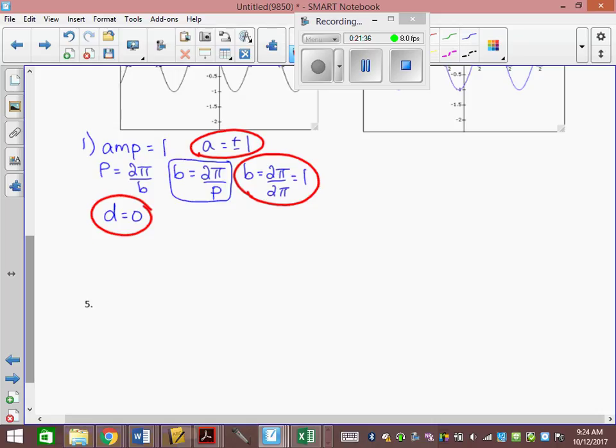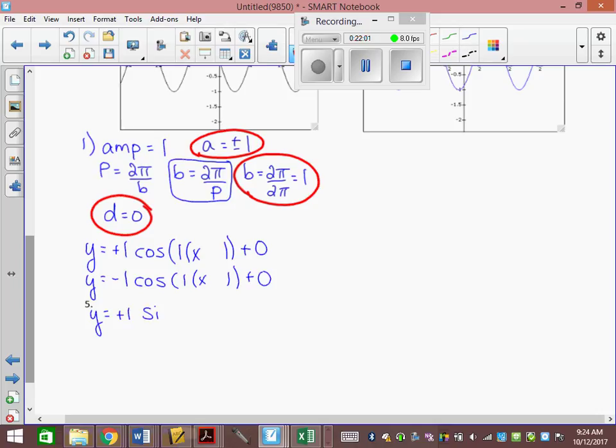We'll do the cos ones first. So y equals positive 1 cos, and then the B value. So 1 x something, we don't know what that something is, plus 0. Then we have y equals negative 1 cos, everything else stays the same, plus 0. Then we have y equals positive 1 sine 1 plus 0. Do I need the plus zeros at the back technically? No, but I'm going to keep them there just to prove a point. I actually don't even need the 1 in the B spot either, right? I'm leaving it there to prove a point.